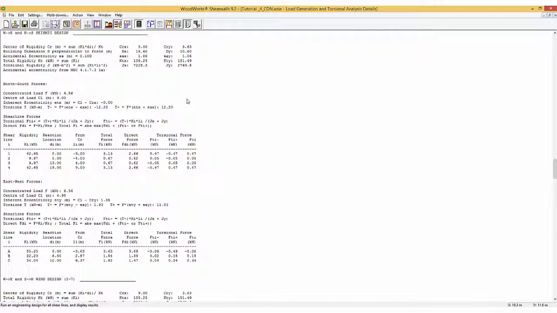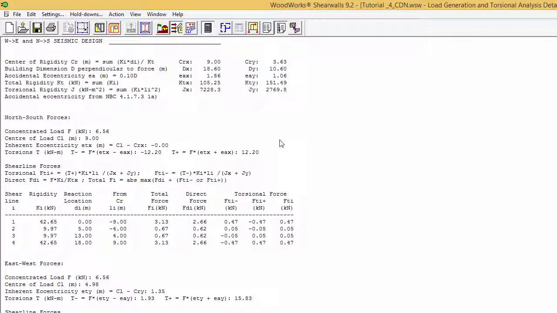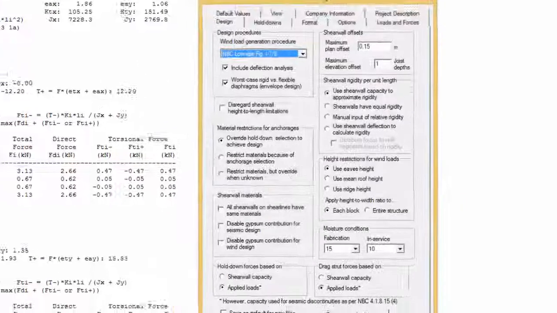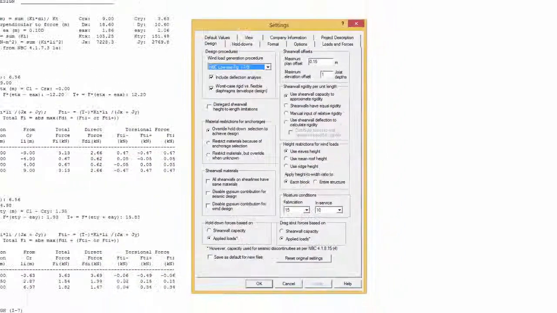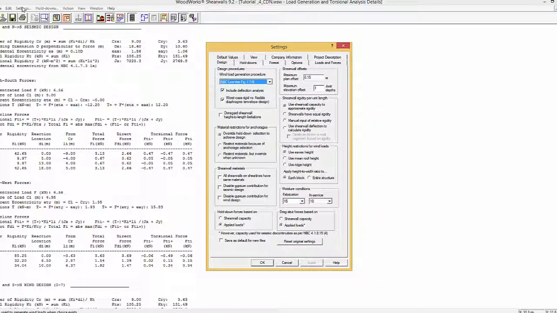Shearwalls has integrated a design option that allows you to design the structure, when parameters are left as unknown, based on the worst case rigid versus flexible diaphragms, thus having only one physical design wall for all load cases rather than having different walls for each load case. This option can be found in the Settings menu and is further discussed in Tutorial 3, Design Settings. This concludes the tutorial about flexible and rigid diaphragm distribution.